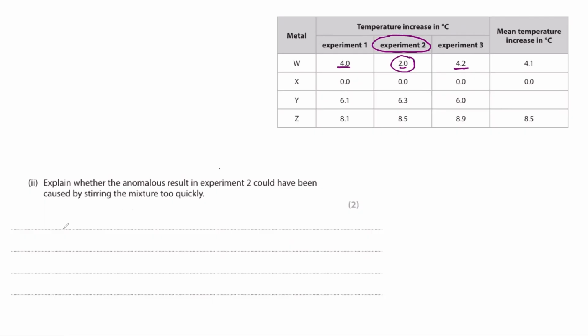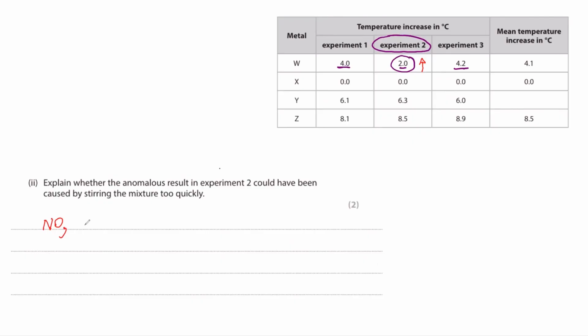No. First point is no. Why? Because if they stir it too quickly, the rate of the reaction should be faster. So it should produce more heat, and the temperature rise should be higher. It can't be lower. So remember, if we are stirring the mixture faster, it means the rate of the reaction is high. Therefore the temperature should be higher.